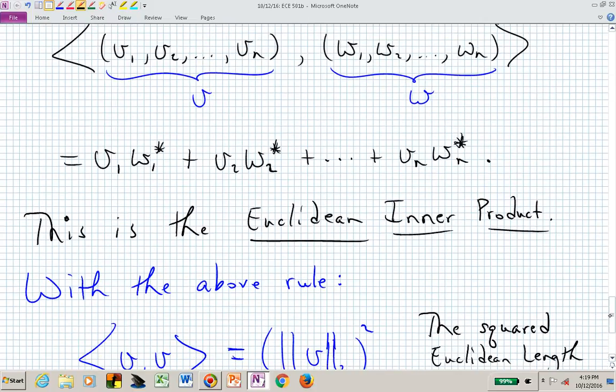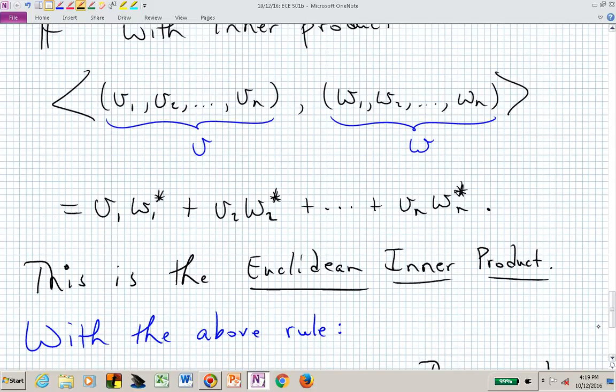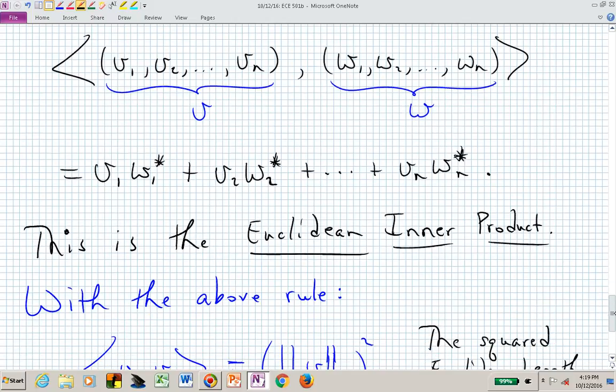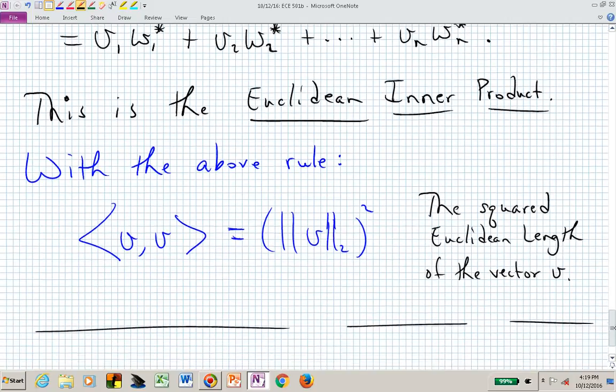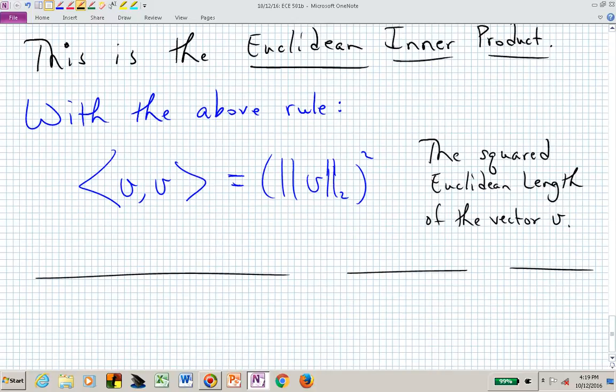So just think in terms of 2-dimensional or 3-dimensional. If V was 2-dimensional, you would have V1, V2, and W1, W2, but if you just wanted to look at the length or the norm of V, you would say V1 times V1 conjugate plus V2 times V2 conjugate, and now you get the magnitude of V1 squared plus the magnitude of V2 squared. That's coming out of your inner product, and that's actually the square of the Euclidean distance, or the Euclidean length of that vector V, with components V1 and V2.